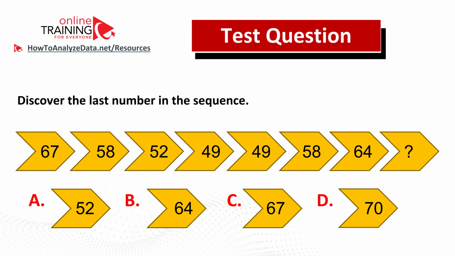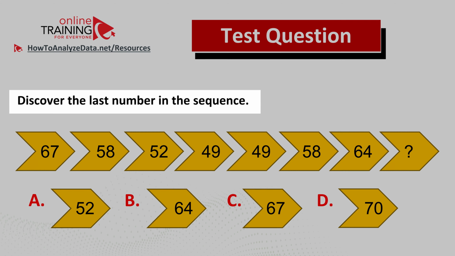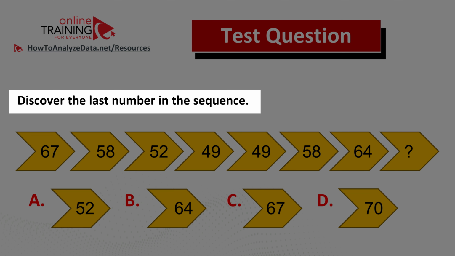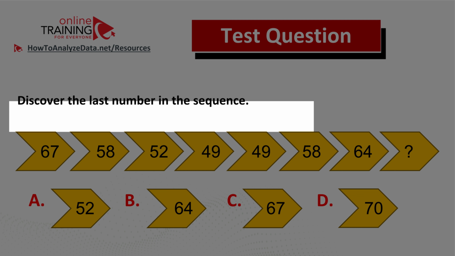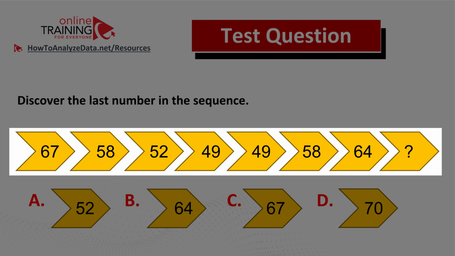Let's look at the tricky question you might frequently see on the test. This is the pattern question, and you need to discover the last number in the sequence. Let's look at the sequence of numbers: 67, 58, 52, 49, 49 again, 58, 64, and then the missing number.